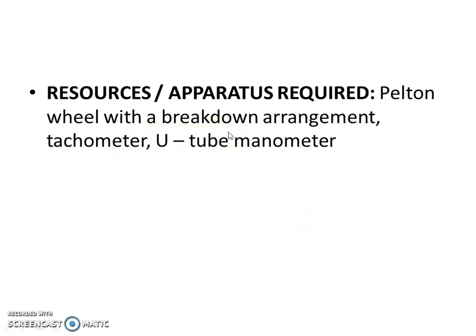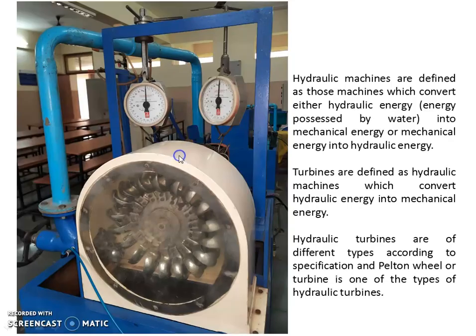For carrying out the experiment, the apparatus and the experimental setup required will be of Pelton wheel with a breakdown arrangement, tachometer and U-tube manometer. So here in this figure, we can see the Pelton wheel. There is a runner at the center and at the periphery there are cups which are attached. These cups are also called vanes or buckets. There is a divider in between which divides the cup into two equal portions.